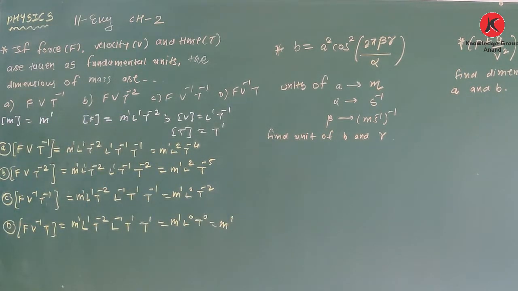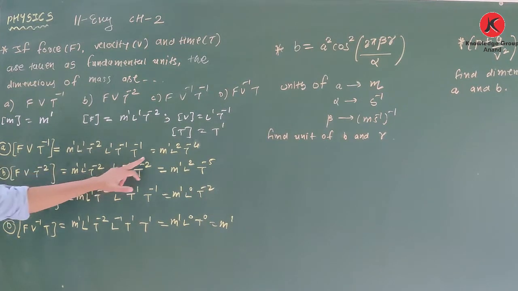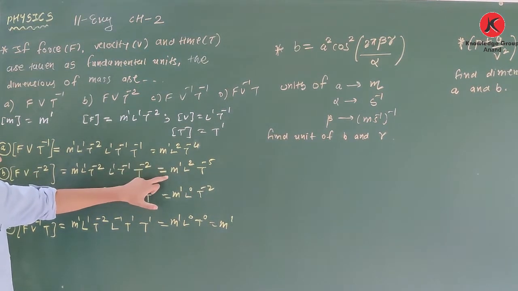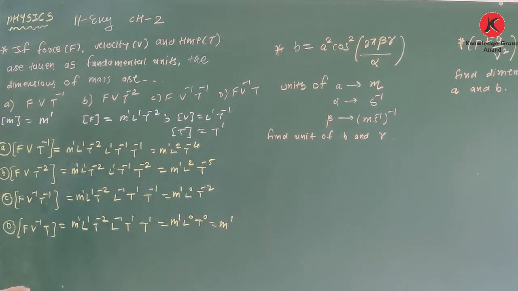So see, here it is. For option A, what is the dimension formula? This one is not equal to M, not equal to M, not equal to M. Here it is equal to M. So what are the dimensions of M? It is the last option, that is Fp minus 1t.